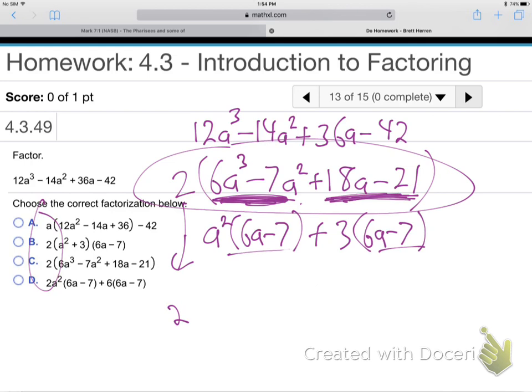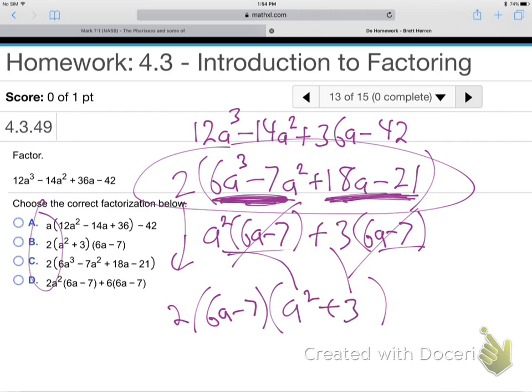So what do you put in the front? The parentheses 6a minus 7. Remove it, bring down new parentheses, bring down the leftovers. A squared plus 3. Boom, there we go. Any order, you can shuffle these around, doesn't really matter. Does that make sense on that?